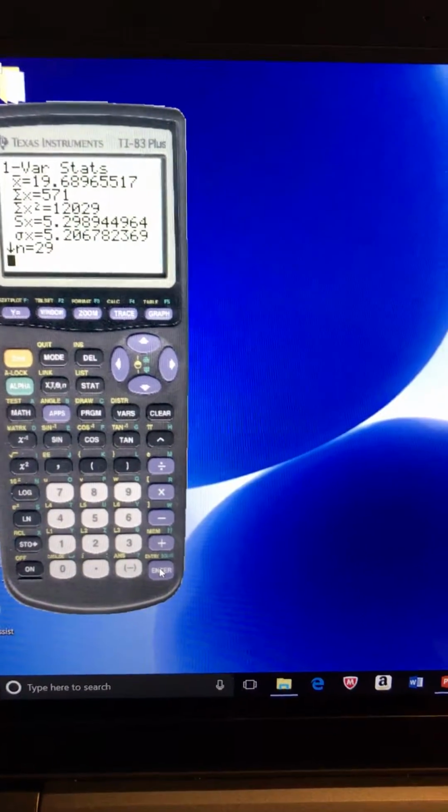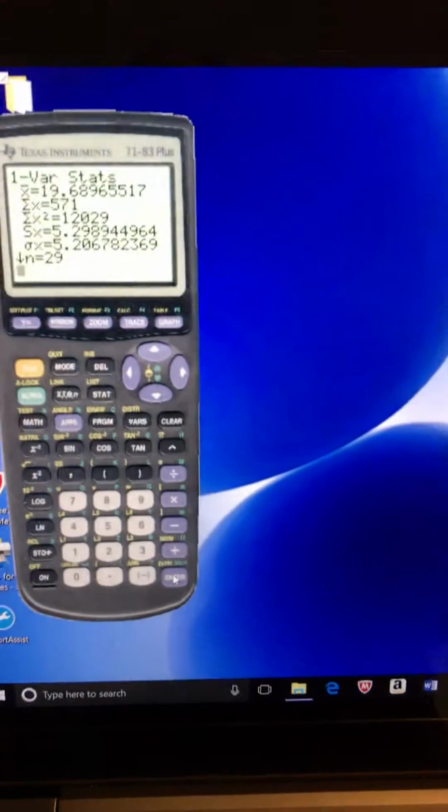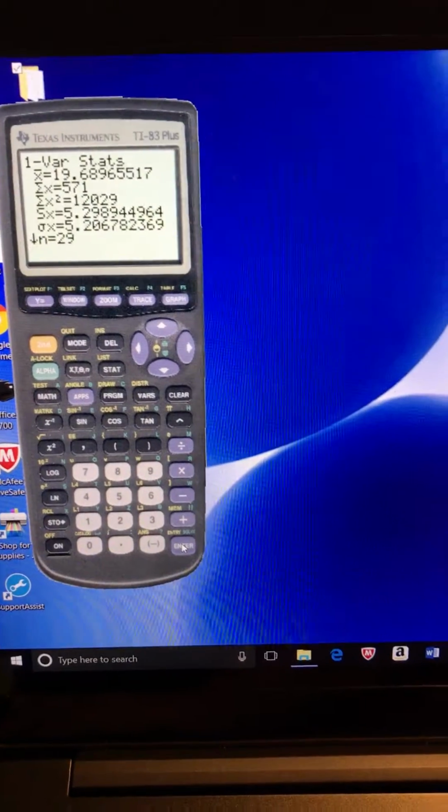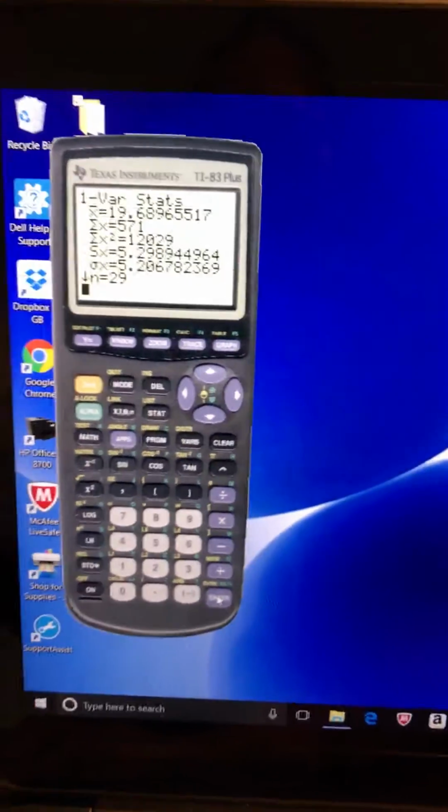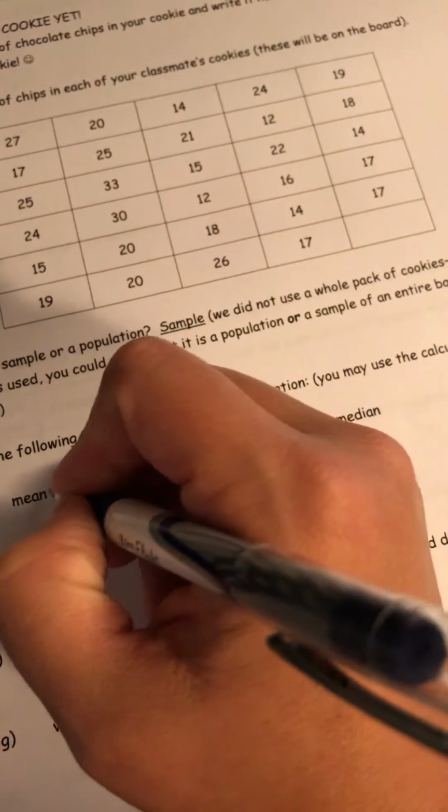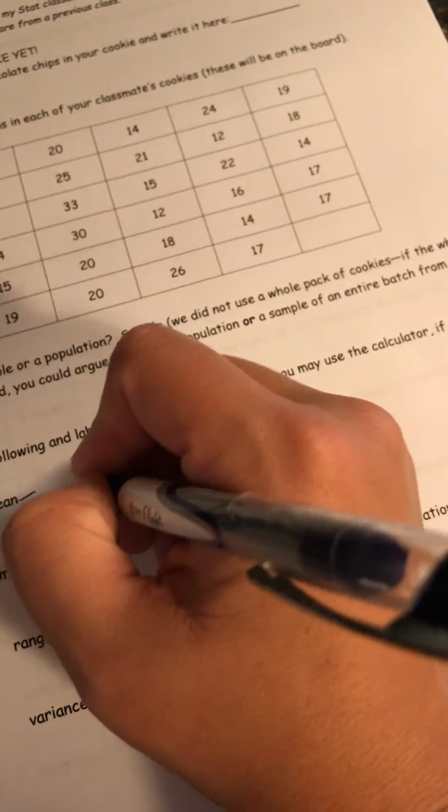So we already said this was a sample, so we're going to use the x̄ notation, and I didn't tell you how many places to round on this. I'm just going to round to 2. So x̄ for our mean is 19.69.